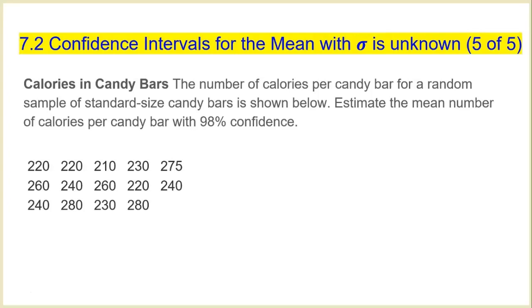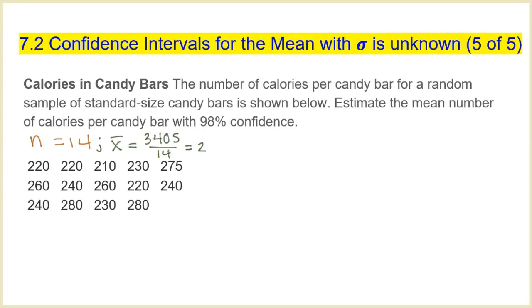of how to find and interpret a confidence interval when we don't know the standard deviation. So the number of calories per candy bar for a random sample of standard size candy bars is shown below. Estimate the mean number of calories per candy bar with 98% confidence. So we already know that we need to find the sample size. That's just by counting the data set. There's 14 values there.